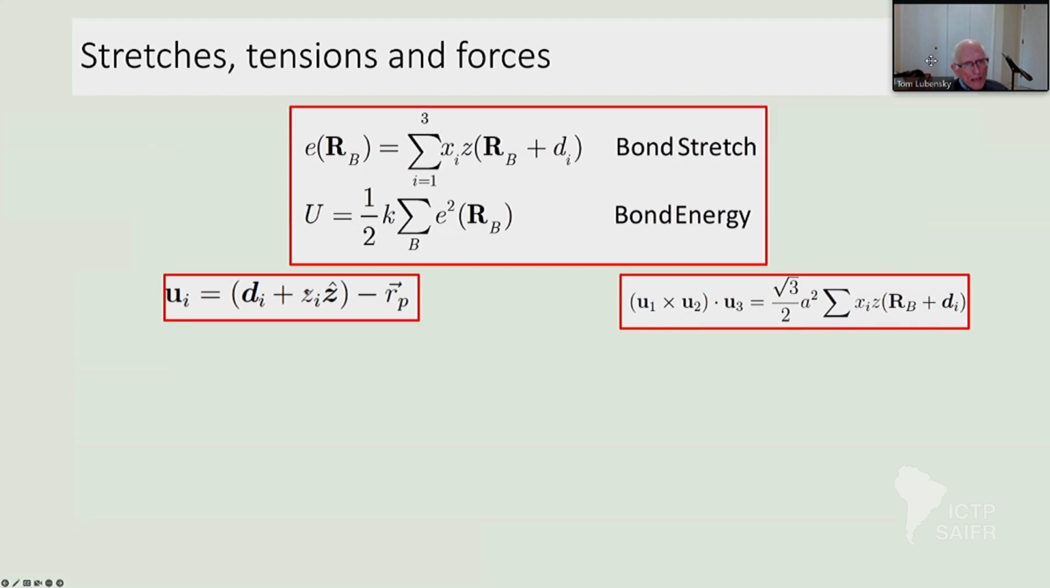And it has the height function, which is zi with a unit vector in z, and you subtract from it the RP because we're pivoting about that point. And you can see that if I take the 3 U's, U1 cross U2 dot E3, U3, that cancels out the D's and the RP's, and it actually is equal to this bond construction.